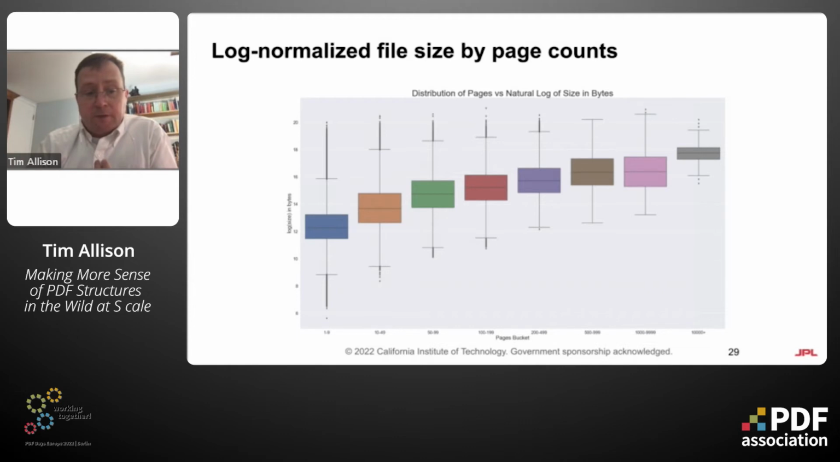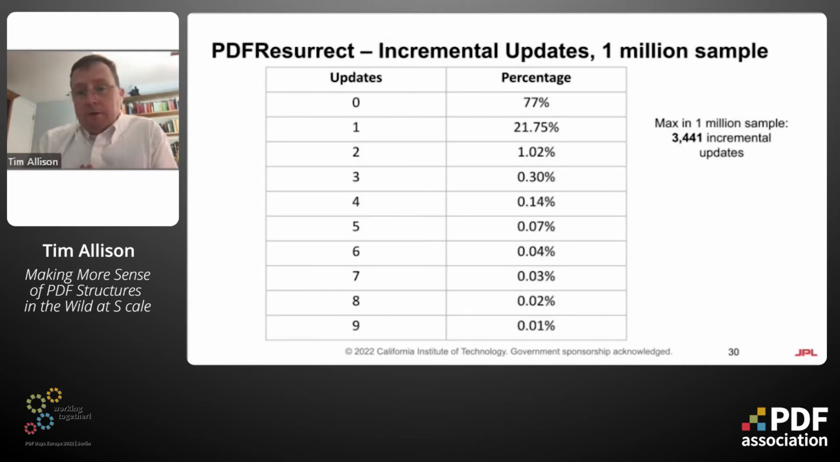So here the first box is pages 1 through 9, 10 through 49, 50 through 99, and so on. So again, a general increasing trend, but there are lots and lots of PDFs that are huge but have few pages. And this should be no surprise to anyone who's worked seriously with PDFs. All right, so some other questions.